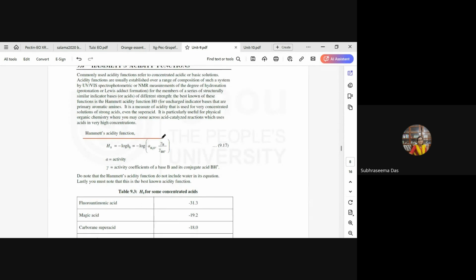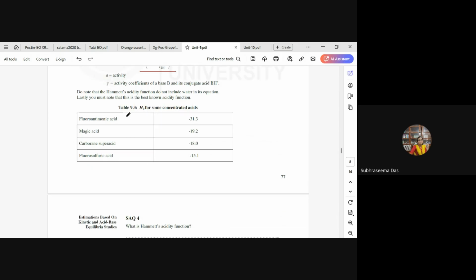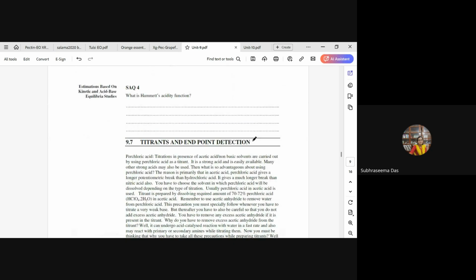This Hammett acidity function is given as H0 equal to minus log of the activity of hydronium ion times gamma B by gamma BH plus. Here a represents activity and gamma represents the activity coefficient of a base B and its conjugate acid BH plus. In table 9.3, the Hammett function for some acids is given: fluoroantimonic acid, magic acid, carborane superacid and fluorosulfuric acid. The H0, the Hammett acidity function, has been listed here.